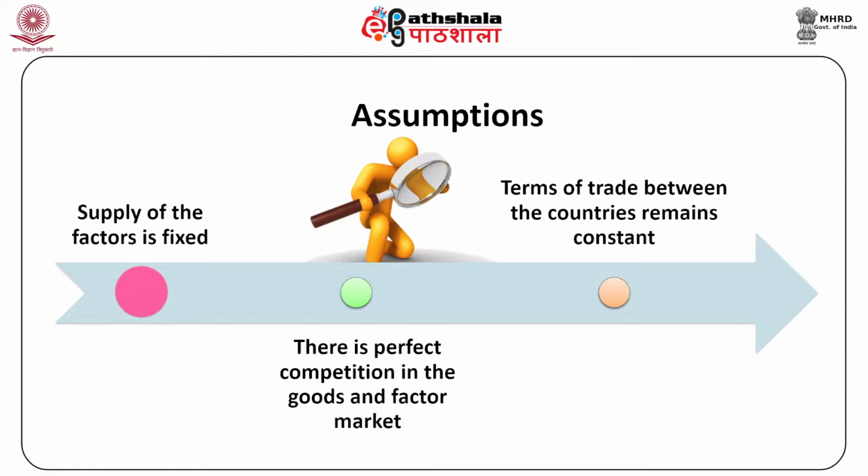Supply of the factors is fixed. There is perfect competition in goods and factor market. Terms of trade between the countries remain constant.